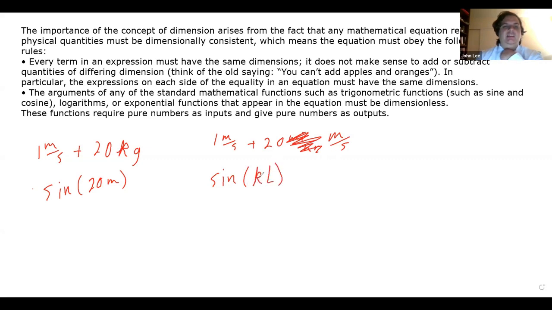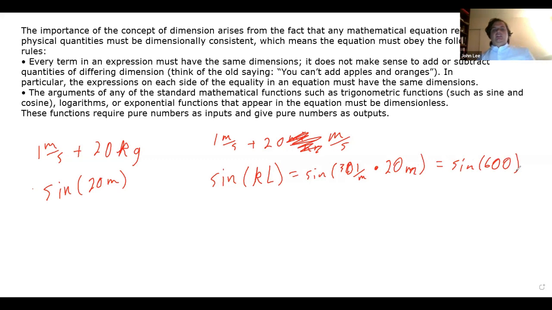you have to have sine of some value times length, which is going to be, for example, sine of 31 over meters times 20 meters, where 31 over meters is just a constant of the sine of the value, times 20 meters, which is going to give you sine of 600.